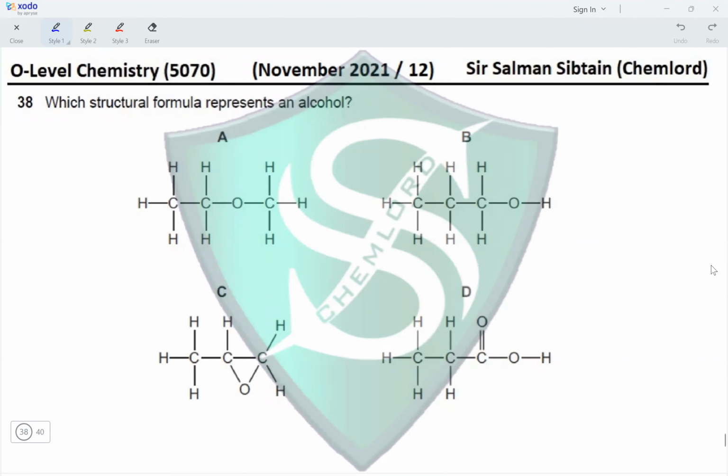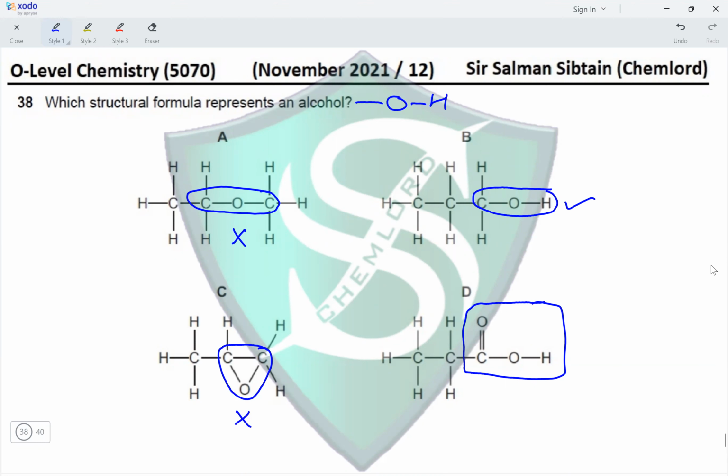Question 38. Which structural formula represents an alcohol? An alcohol would have an OH group present in it. In A, we have got an O present between two carbon atoms. So this is wrong. In B, we have got an OH group present next to a carbon atom. This is correct. In C, we have got two carbon atoms bonded to the same oxygen atom. This is wrong. And in D, we have got a COOH group, which is a carboxylic group. This is also wrong. So the only structure that contains the OH group for alcohol is B, making B the correct option for this question.